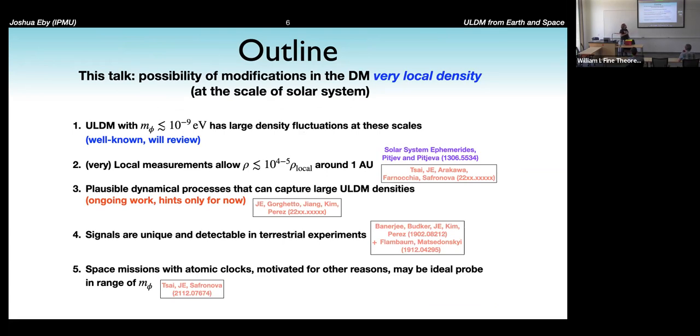And as I will describe, there are lots of both known and well understood density fluctuations, and also weak constraints on this model. And there are hints of dynamical processes that would cause such overdensities to form. This is ongoing work, but I will give you a flavor of what we're working on. In the presence of one of these very local overdensities, we can predict unique signals in terrestrial experiments and also in space missions. So if you put experiments at other positions in the solar system, you can have very novel predictions there as well.